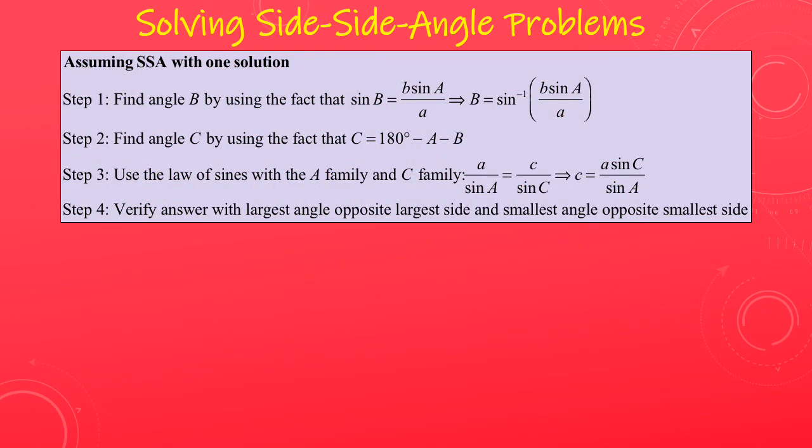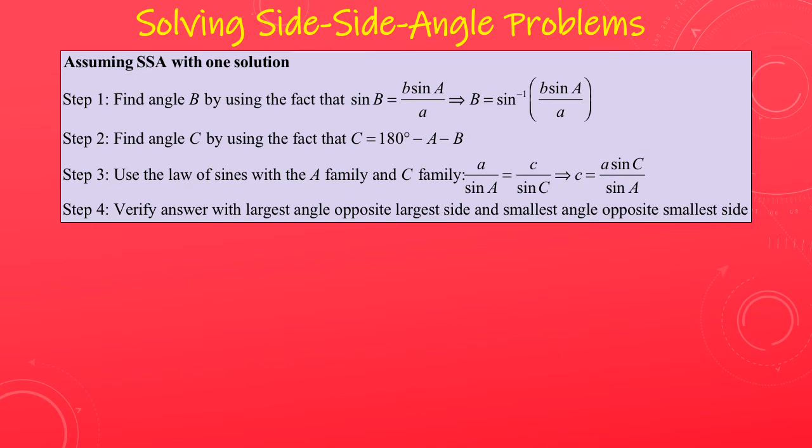Now that we have decided how to determine whether or not an SSA problem has a solution, we now need to actually solve the triangle. Again, let's assume that we are given little a, little b, and angle A, and we have verified that the SSA problem has only one solution. There are 4 steps. First, we need to find angle B by using the fact that sine of B is equal to b sine of A over little a. And therefore angle B is equal to the inverse sine of b sine A over a.